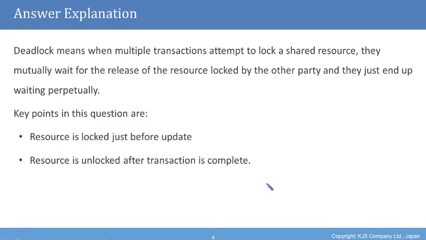First of all, what does deadlock mean? Deadlock means when multiple transactions attempt to lock a shared resource, they mutually wait for the release of the resource locked by the other party, and they just end up waiting perpetually. Key points in this question are resources locked just before update and resources unlocked after transaction is complete.